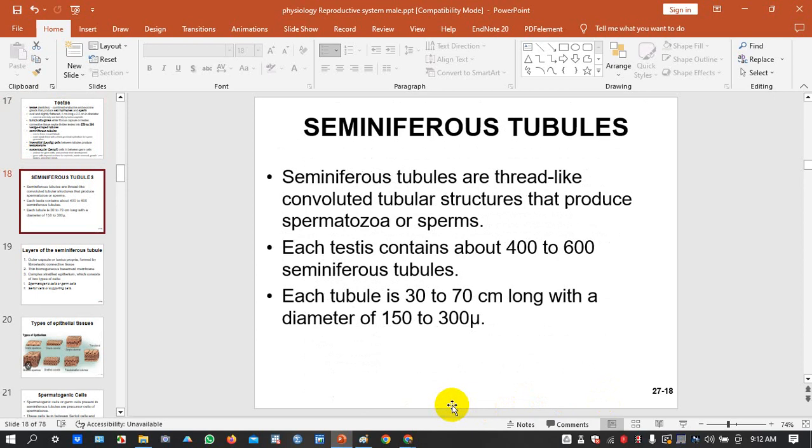So the seminiferous tubules are thread-like, convoluted tubular structures that produce spermatozoa or sperms. So I've shown you the structure of the seminiferous tubule, and that is what produces the spermatozoa or sperms. Each testis contains about 400 to 600 seminiferous tubules. Each tubule is 30 to 70 centimeters long with a diameter of 150 to 300 microns.